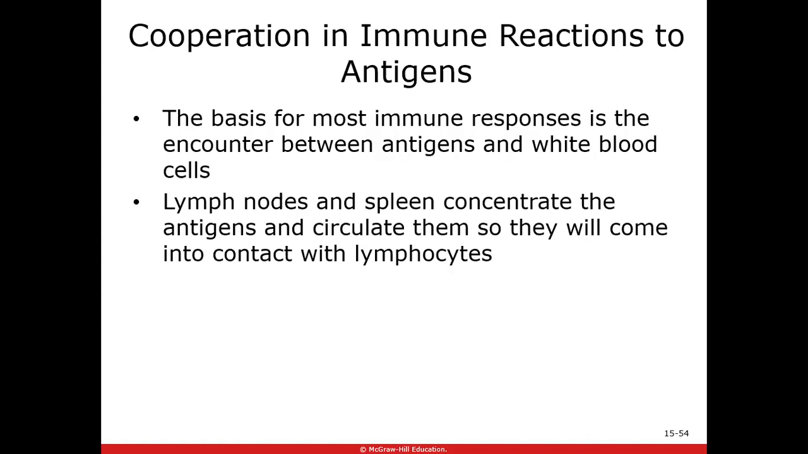Now, the way the lymphatic organs are situated, the lymph flows through them and they actually filter. So anything that is in the lymph is going to show up in the lymph nodes and spleen. That's how they're able to concentrate the antigens. If there is an antigen in that area, it'll get concentrated. And then the B cells and T cells, T lymphocyte, B lymphocyte, are already there.